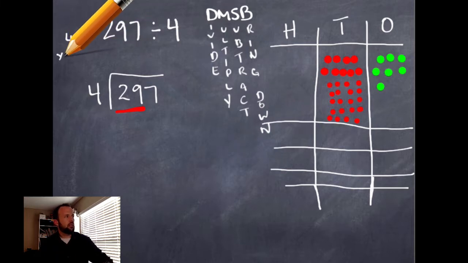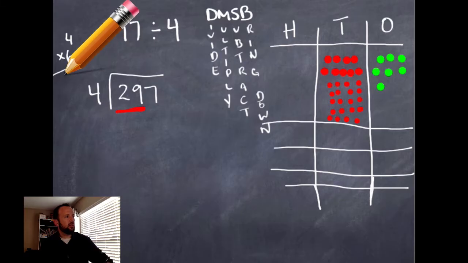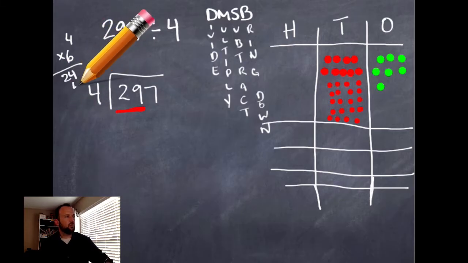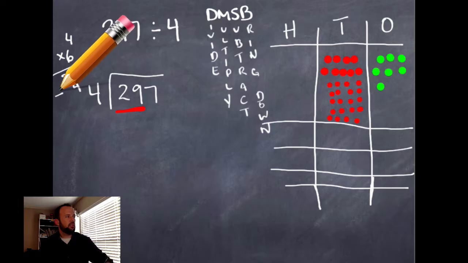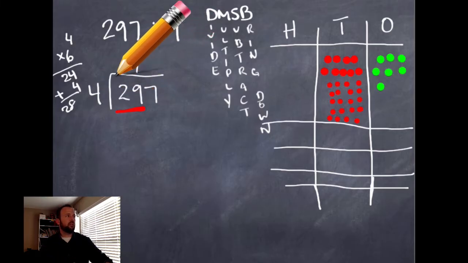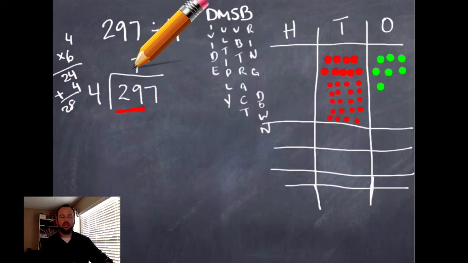4 times 6 is going to give me 24. And actually, I think I can get a little bit closer. If I do one more 4, that'd be 7 times. And that would get me up to 28. So I could say there'll be 7 in each of my 4 groups. So that's my divide part. I divided my 29 into groups of 4. There'll be 7 in each group.